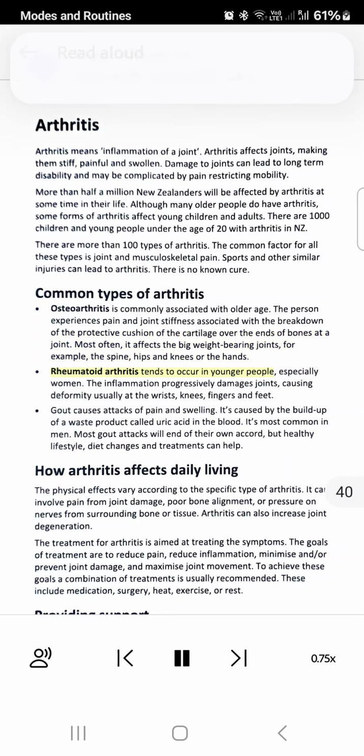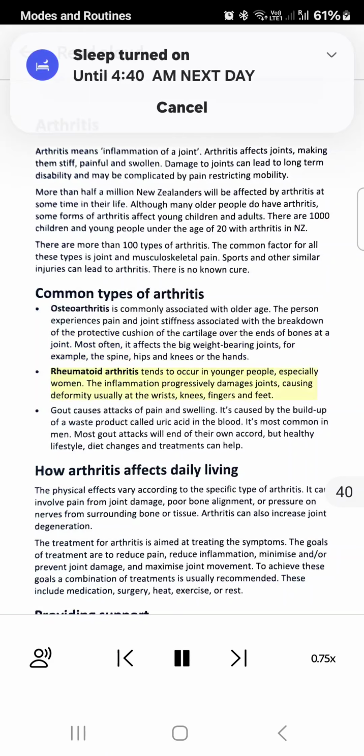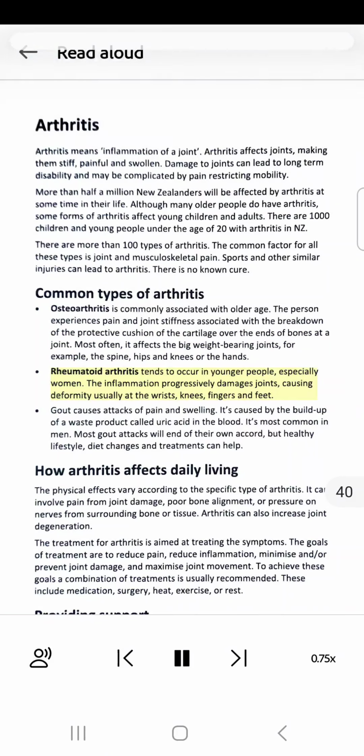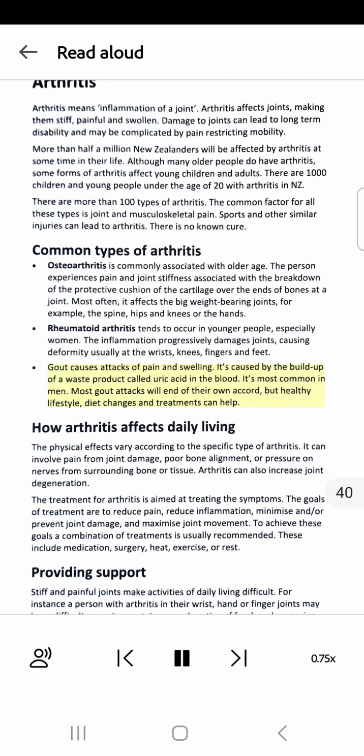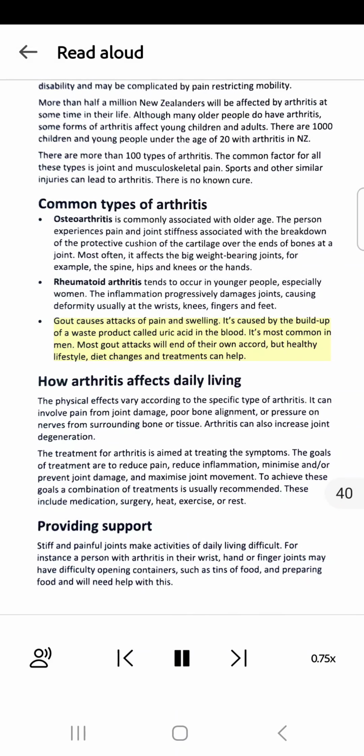Rheumatoid arthritis tends to occur in younger people, especially women. The inflammation progressively damages joints, causing deformity usually at the wrists, knees, fingers and feet. Gout causes attacks of pain and swelling. It's caused by the buildup of a waste product called uric acid in the blood. It's most common in men. Most gout attacks will end of their own accord, but healthy lifestyle, diet changes and treatments can help.